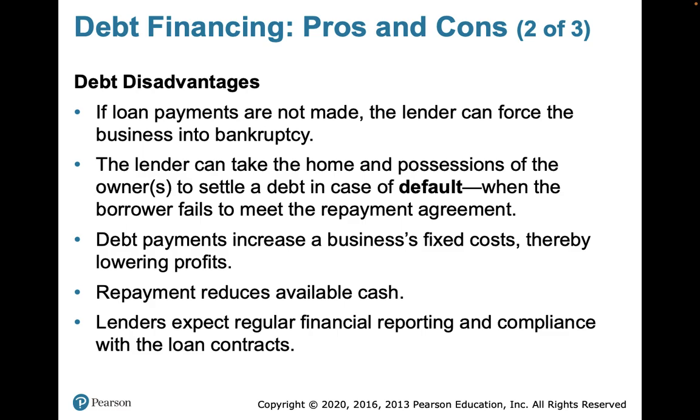Debt payments increase a business's fixed cost, thereby lowering its profit, because as you pay, your profit margin will be small. You make profit and say, wow, it's a lot, this is huge, but by the time you pay your debt, you have little or nothing to yourself. It also increases your fixed cost. Let's say for example you took a loan to buy equipment. As you are paying, the ownership value of whatever you've used the debt for increases. It becomes yours, your fixed cost, your property. Repayment reduces available cash, especially cash at hand. As you pay, the cash at hand reduces. Lenders expect regular financial reporting and compliance with the loan contract.